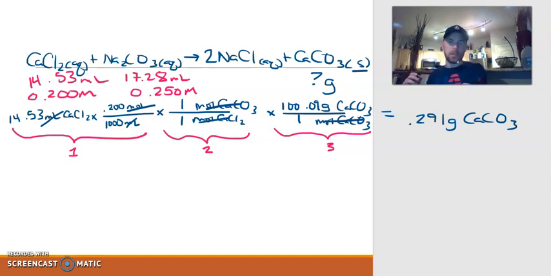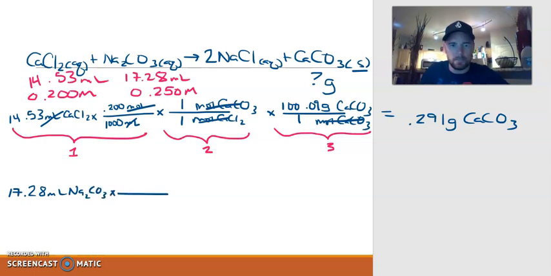So now, essentially I just figured out how many sandwiches I can make from all the bread. Now I need to figure out how many sandwiches I can make if I use up all the cheese. So it's going to look really similar, but now I'm going to use the information for the second reactant, the sodium carbonate. So 17.28 milliliters of Na2CO3. And you're going to see it's very similar. So for every 1,000 milliliters, which is the same thing as 1 liter, it will contain 0.250 moles. All right, so that gets rid of my milliliters. And that, like I said, is step number 1 of stoichiometry.